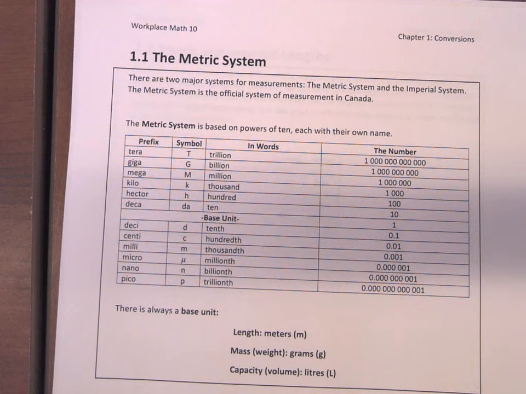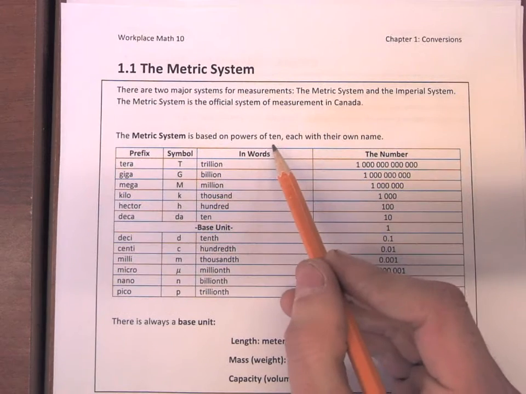Hi there. So we are looking at unit conversions here. When we talk about trying to measure things, there's two different systems that we can use. The metric system and the imperial system. Now, the nice thing about Canada is that we use the metric system, and it's based on powers of 10.